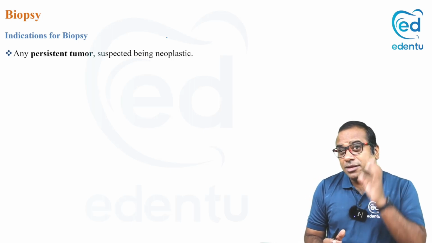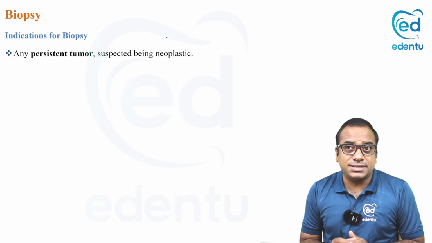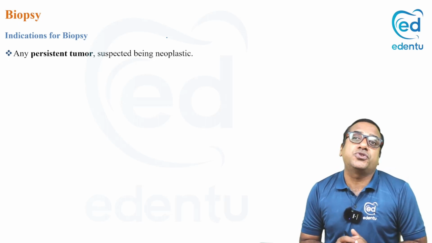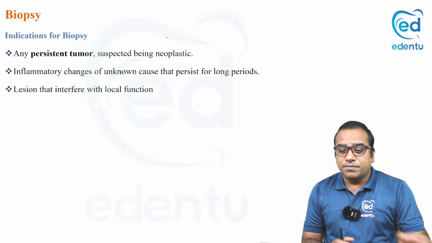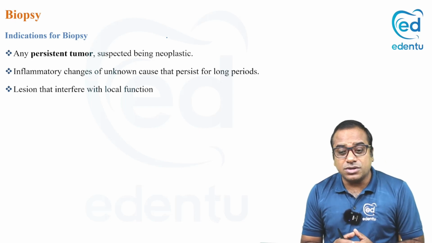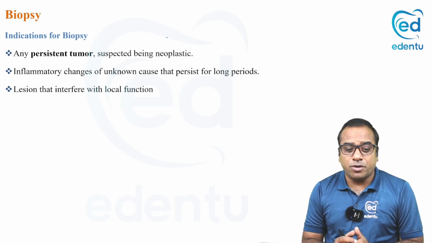So coming to the indications for biopsy, any persistent tumor suspected of being neoplastic. You have a swelling, the patient has a swelling and you feel that transformation is taking place, some metaplastic or dysplastic changes are taking place. Then definitely you should go for biopsy. And then inflammatory changes for some unknown causes. Inflammation is there, some unknown causes and it is persisting for a very long period of time. You should go for biopsy.